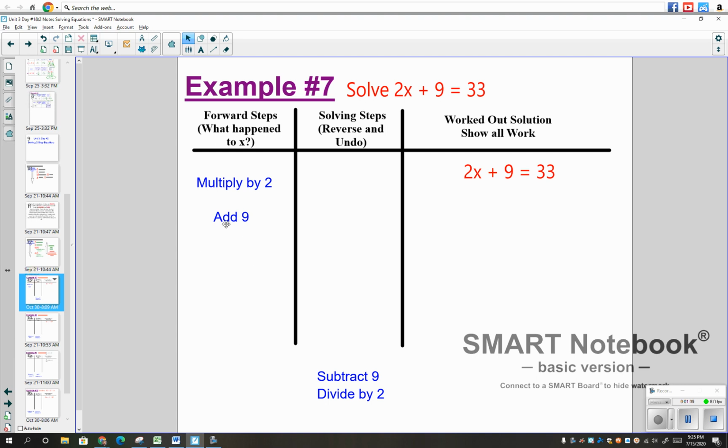Well, the last thing I did was add. So what's the opposite of addition? Subtraction. So I'm going to start by subtracting 9 when I solve it. Before adding, I multiplied. So the opposite of multiplication is to divide, and I'm going to divide by the same number, which is 2. So when I solve this, I'm going to start by subtracting 9 from both sides.